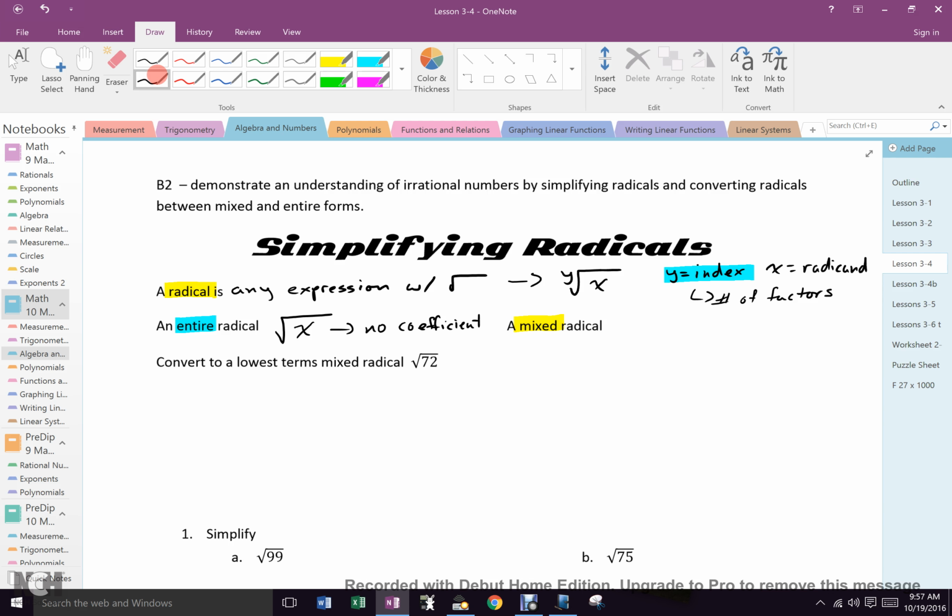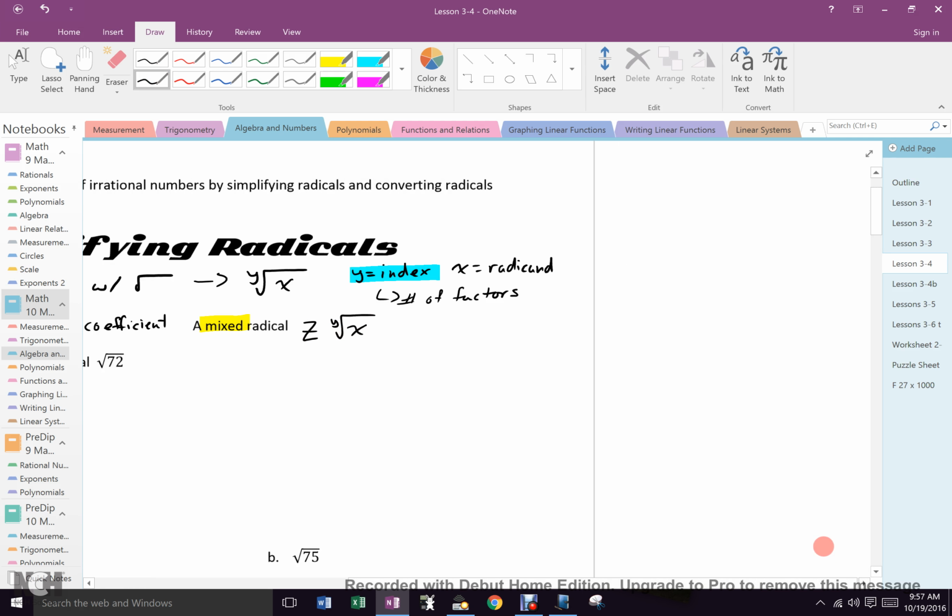A mixed radical looks like this. Z, Y, X. What's the difference? There is a coefficient here. So what is the coefficient? The number out in front. Okay? So a quick reminder for those of you that don't remember, that's a variable. That's a coefficient. What math does a coefficient perform on the variable?